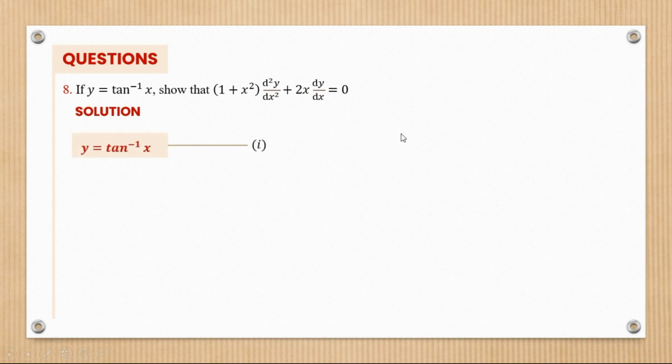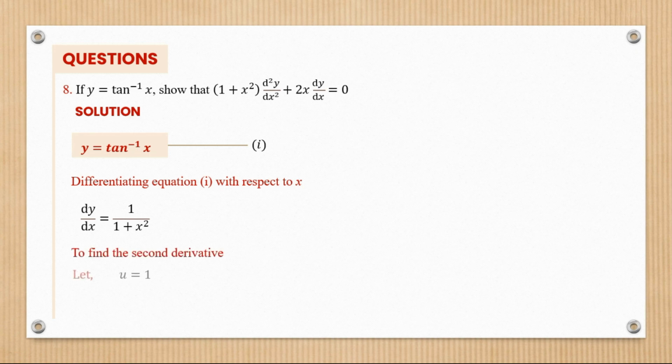Now we have y is equal to tan inverse of x, so we're just going to differentiate it as it is. Differentiating with respect to x, we'll have dy/dx equal to 1 over 1 plus x squared. And then to find the second derivative, we're going to use quotient rule, because this is a quotient, 1 over 1 plus x squared. So we're going to let u be equal to 1, so du/dx is equal to 0, and v is equal to 1 plus x squared, of which dv/dx is equal to 2x.